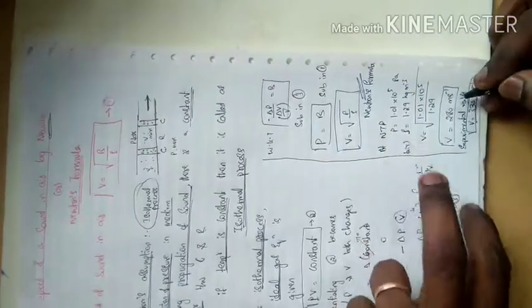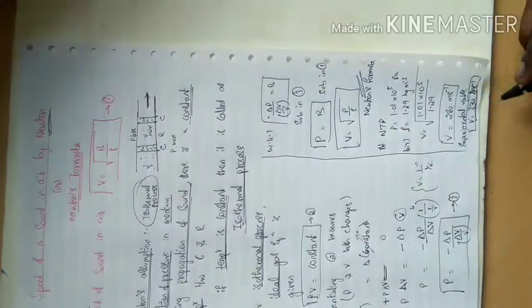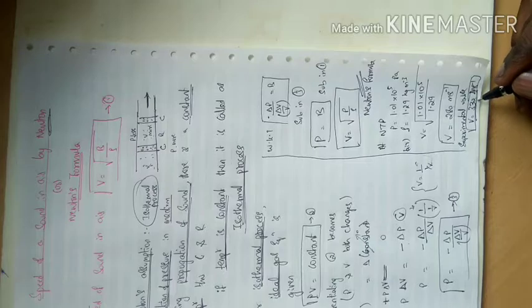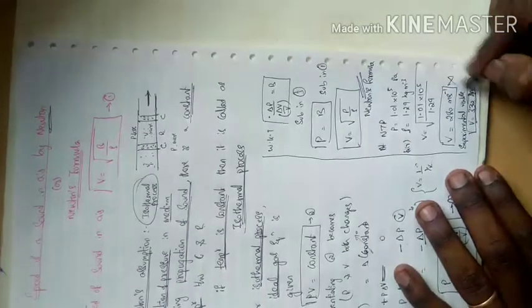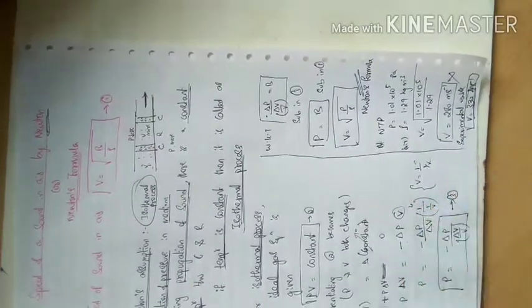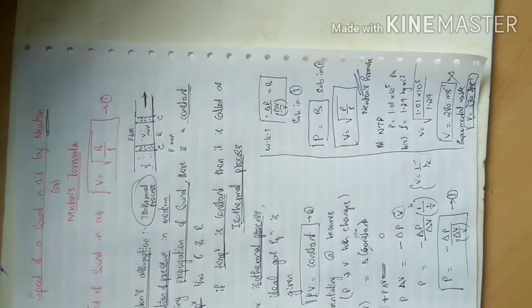But according to Newton he has got how much? 280, and the experimental value is 332. What Newton did is wrong. There is a small correction needed in Newton's assumption. This is all about Newton's formula.